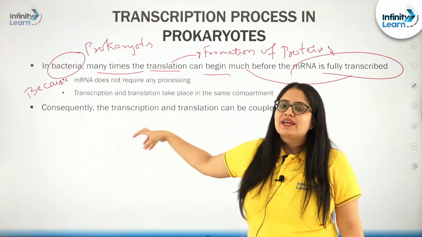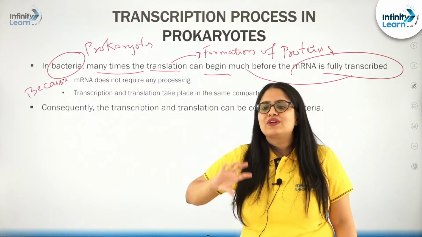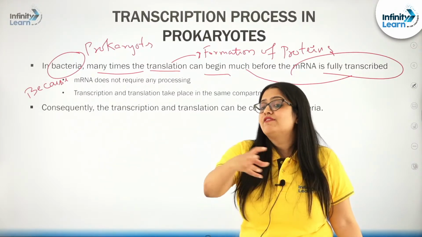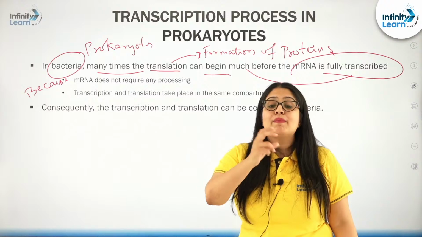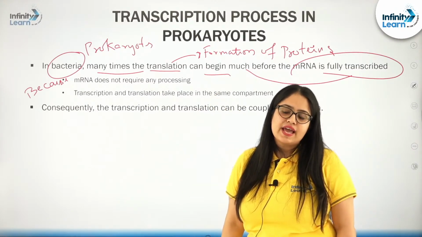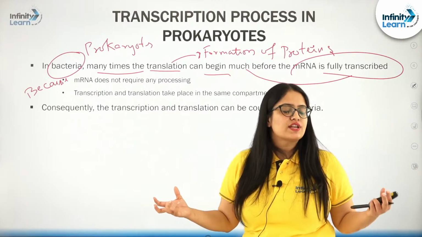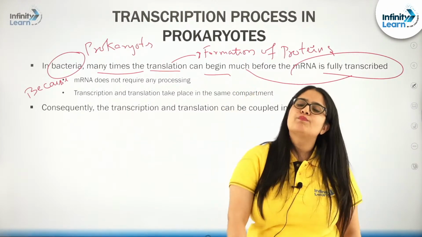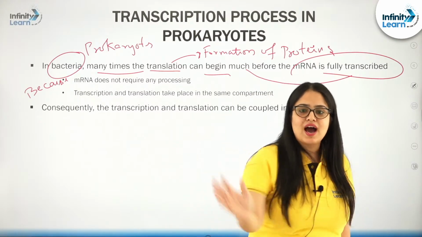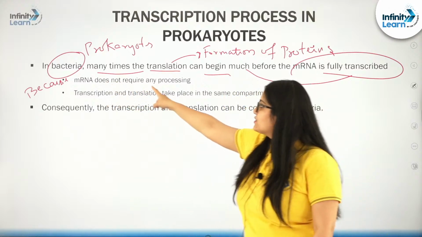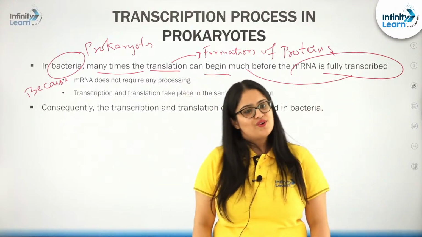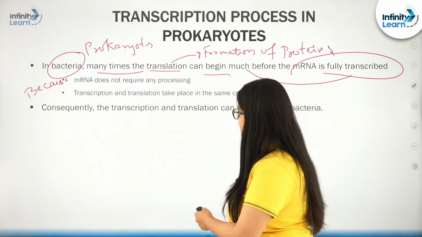And second, in a bacterial cell the compartment where transcription and translation take place is the same, because well defined membrane bound cell organelles are absent in bacterial or prokaryotic cells. Hence, the place where transcription and translation take place is the same. So, these are the two important reasons because of which many a time in bacteria transcription and translation are coupled processes. The mRNA does not require processing, and transcription and translation take place in the same compartment. That is all, students, I wanted to explain in today's session.